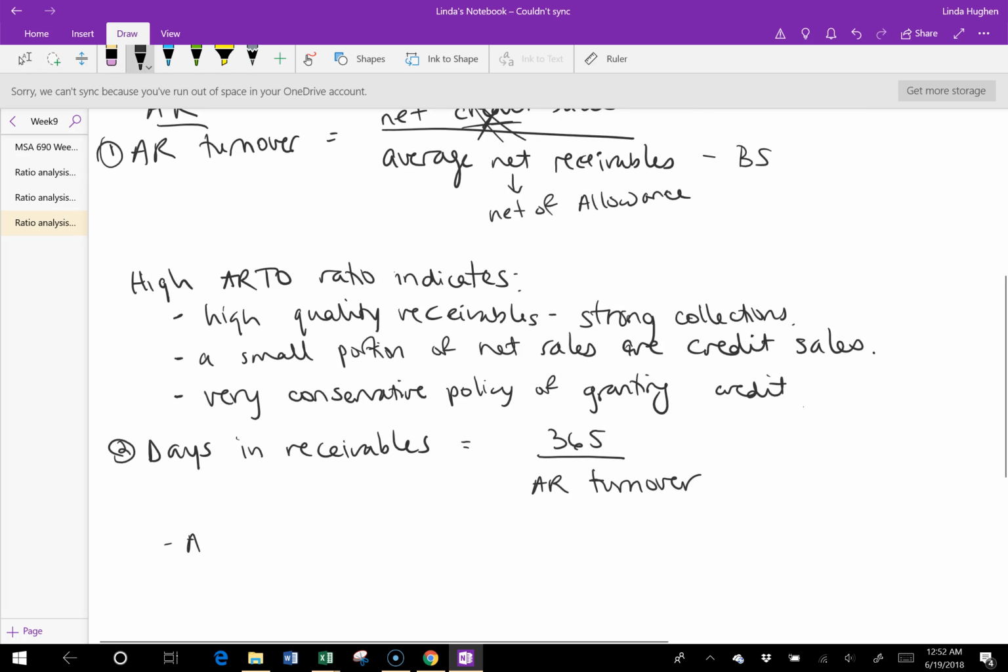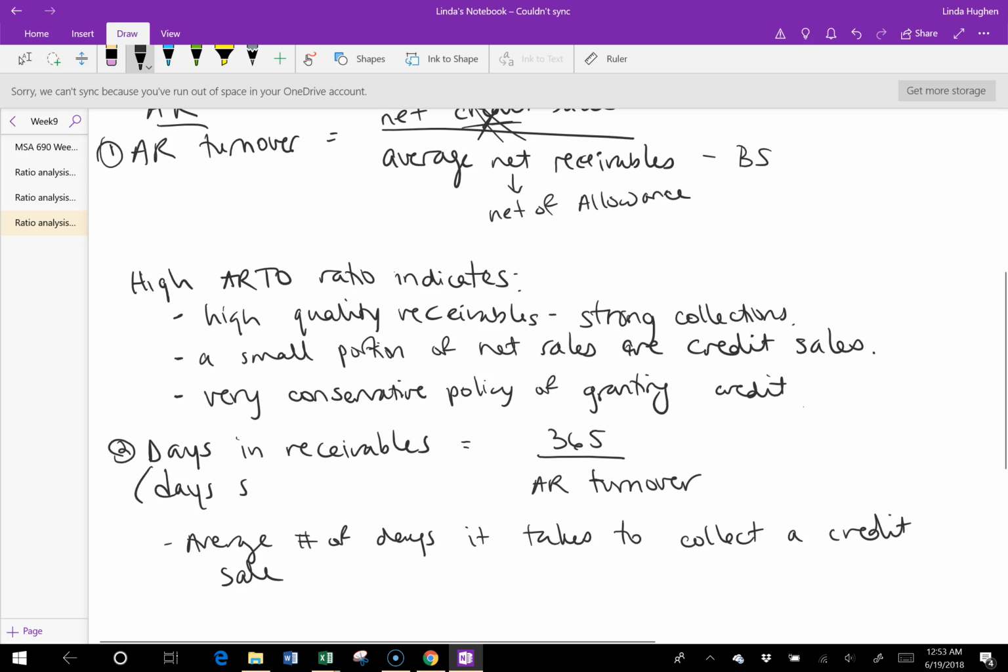So it measures the average number of days it takes a company to collect a credit sale from the customer. A high days in receivables, also known as days sales outstanding. These two terms mean the same thing. A high days sales outstanding shows that the company is selling its product to customers on credit and taking longer to collect that money from the customers.